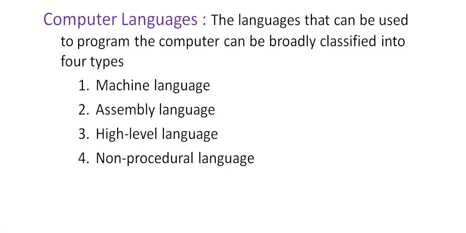Similarly, high level languages, because they are independent of the underlying hardware, independent of the machine, that's why they are called high level languages. Like C, C++, Java, Python, etc. are examples of high level languages.